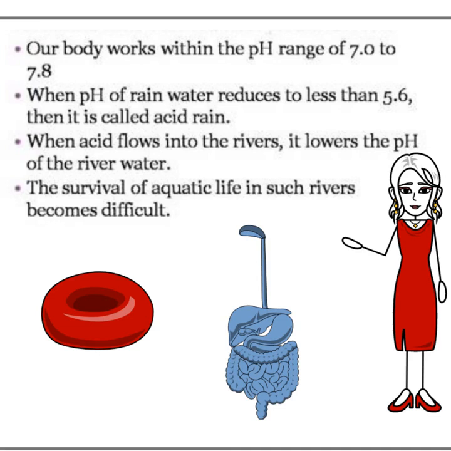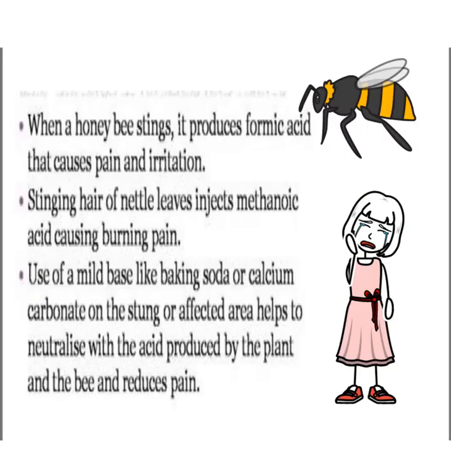When a honeybee stings, it injects formic acid that causes pain and irritation. The stinging hair of a nettle leaf injects methanoic acid, causing burning pain. Use of a mild base like baking soda or calcium carbonate on the stung or affected area helps to neutralize the acid produced by the plant and the bee and reduces pain.